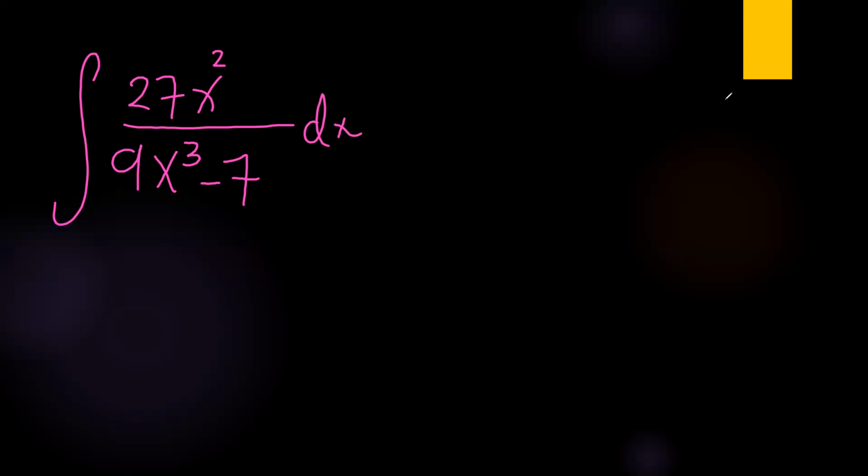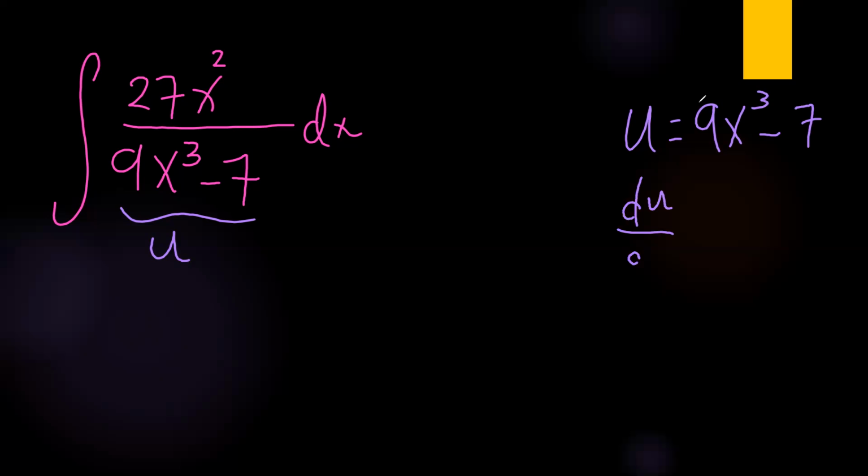For this one, you have 27x squared over 9x cubic minus 7. As you see, the first step, we have to assume that this is u. So assume that u is 9x cubic minus 7. If u is 9x cubic minus 7, the second step, you have to find du over dx, which is 27x squared. Then, by cross product, du will be 27x squared dx.